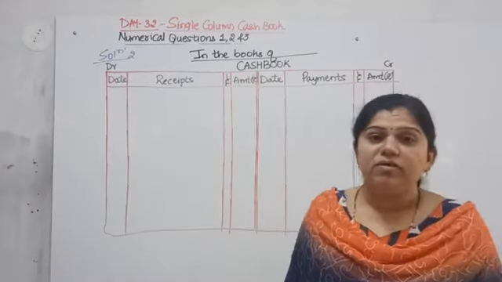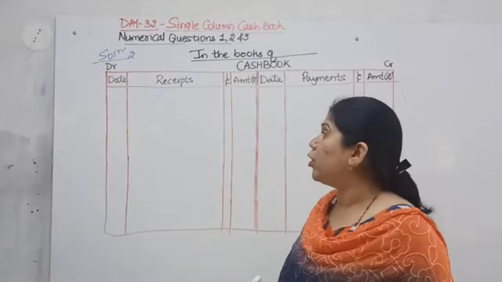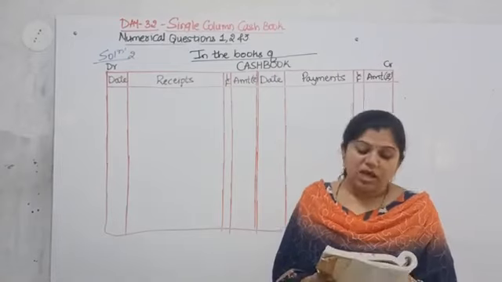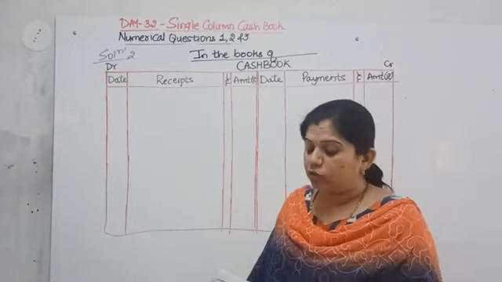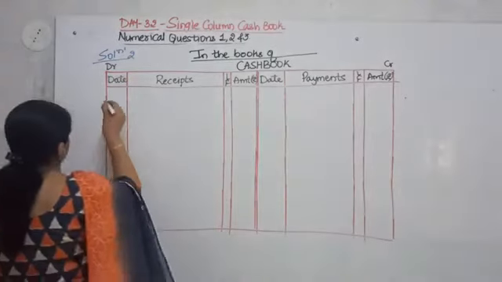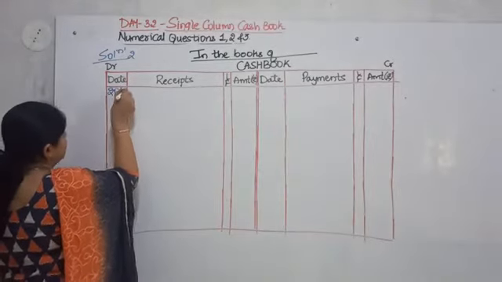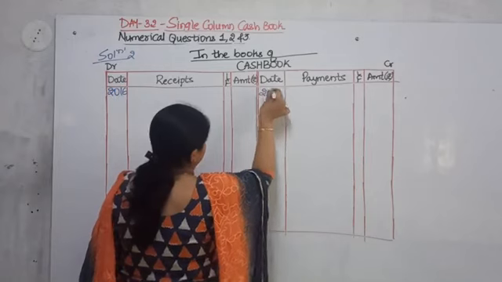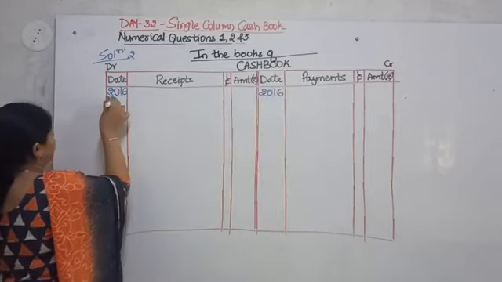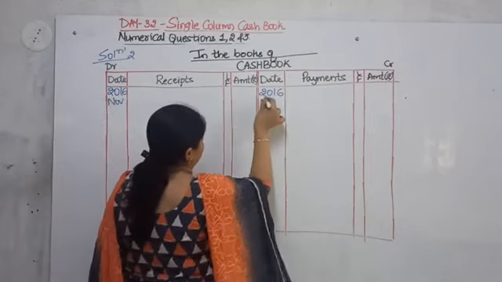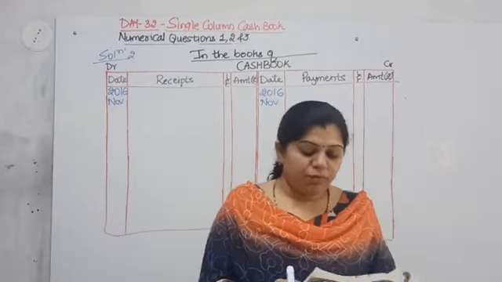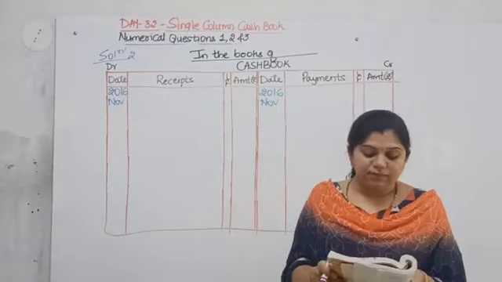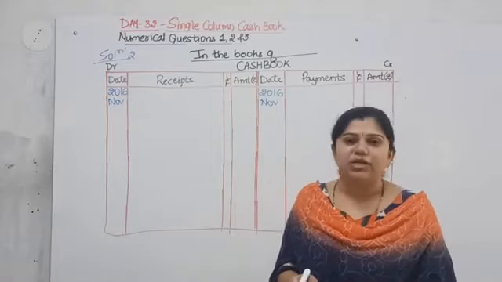What we are doing now, see, we have taken question number 2 from your numerical questions. Record the following transactions in simple cash book for November 2016. So let us write down the month and the year, 2016, for the month of November. Okay. What they are telling, see, they have told us to record. So let us start. The first transaction is cash in hand.